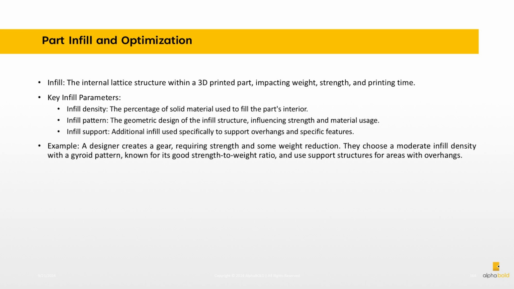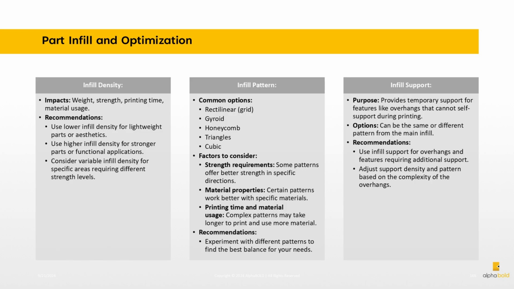Example: a designer creates a gear requiring strength and some weight reduction. They choose a moderate infill density with a gyroid pattern, known for its good strength-to-weight ratio, and use support structures for areas with overhangs. Infill density impacts weight, strength, printing time, material usage. Recommendations: use lower infill density for lightweight parts or aesthetics. Use higher infill density for stronger parts or functional applications. Consider variable infill density for specific areas requiring different strength levels.